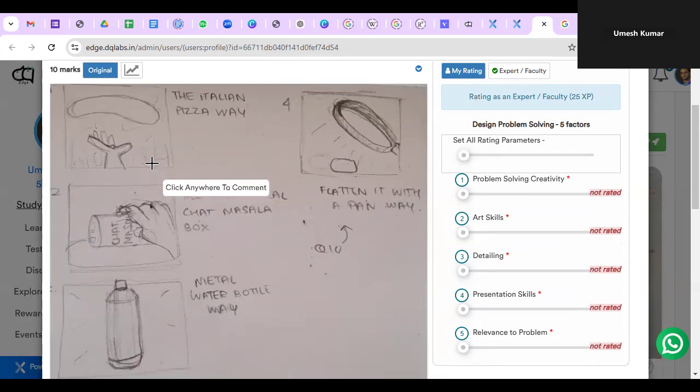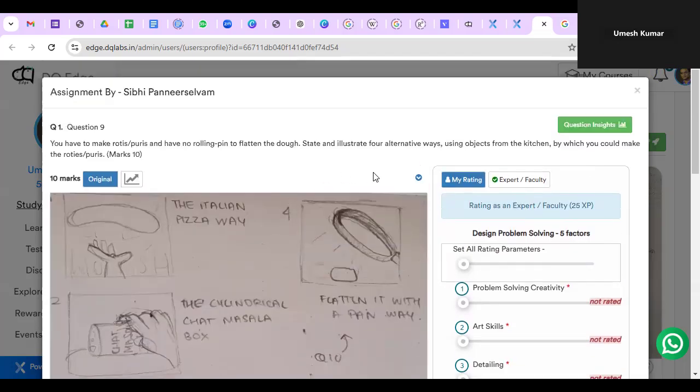Yes, sir. I've thought of the same idea, but in the question it's given that you're supposed to use kitchen objects. Okay, using objects from the kitchen. If that is the case, then this may not be valid, isn't it? Hand, no, sir.